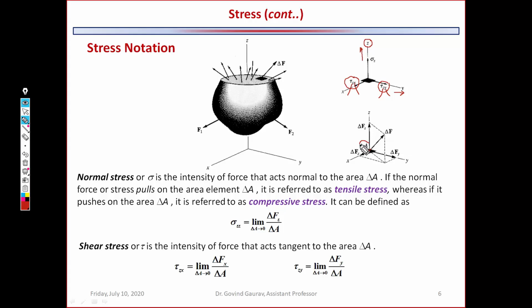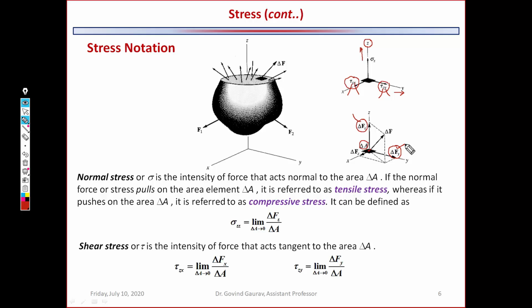The area which we have selected is very small, delta A. The normal force that is acting on the small area which we have chosen is delta Fz. So the stress is delta Fz divided by the small area which we have selected. Again, the second value of the stress that is acting at this particular point is the shearing stress. This stress is acting along the plane which we have selected.